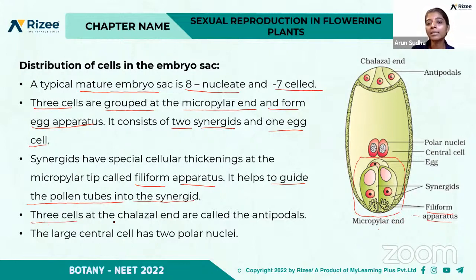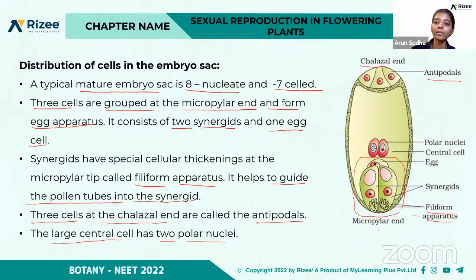And 3 cells at the chalazal end. The chalazal end is opposite to the micropylar end. So this is the chalazal end. These 3 cells are called the antipodals. And the large central cell has 2 polar nuclei. This is the large central cell, and it has the 2 polar nuclei. This is the structure of a mature embryo sac, which is also called the female gametophyte.